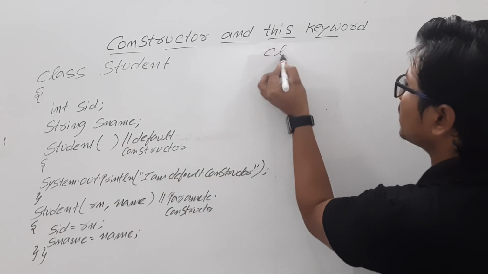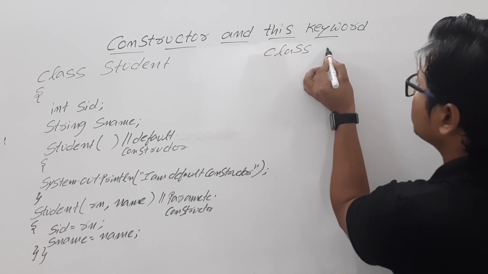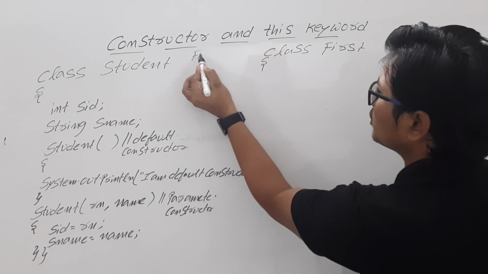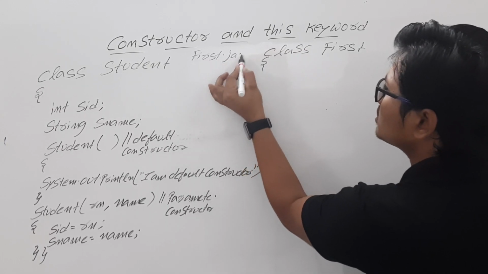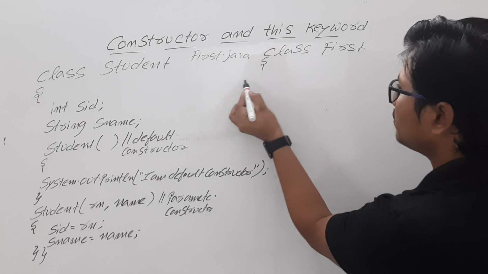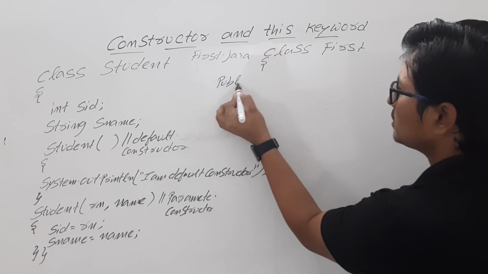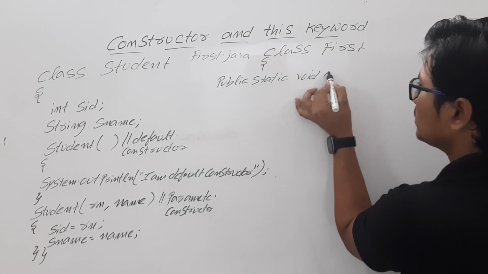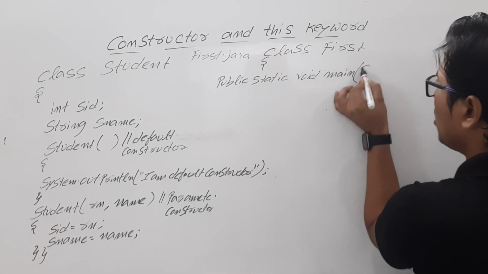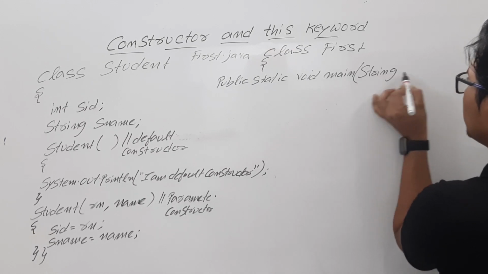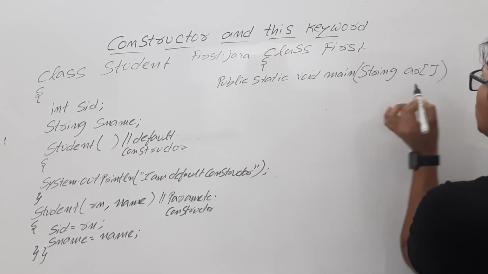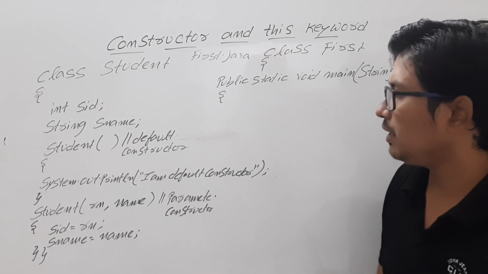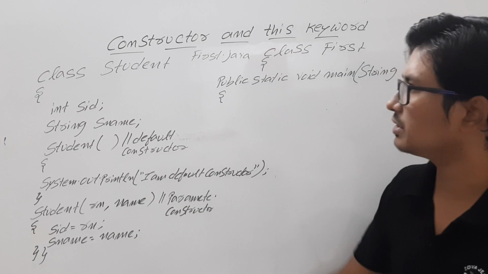Now let me create a class called First. Then I will save this program as First.java. You know it because this is my main class. Now I will have the public static void main, String args. Let me write AR, anything I can give, but it should be a string array. Then what I will do, I will create an object for the Student.